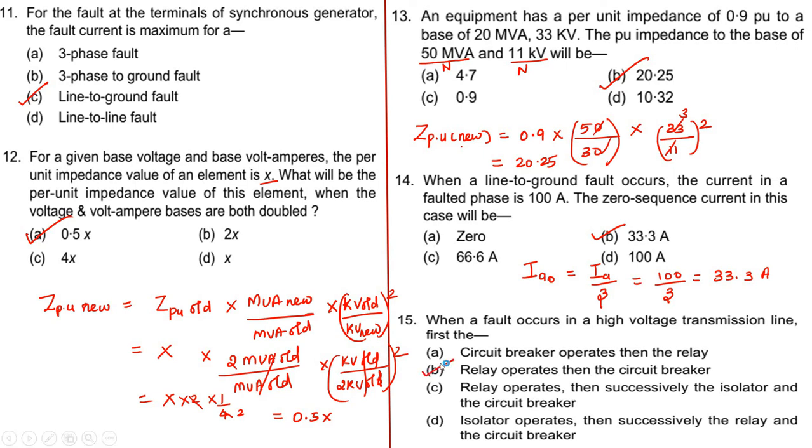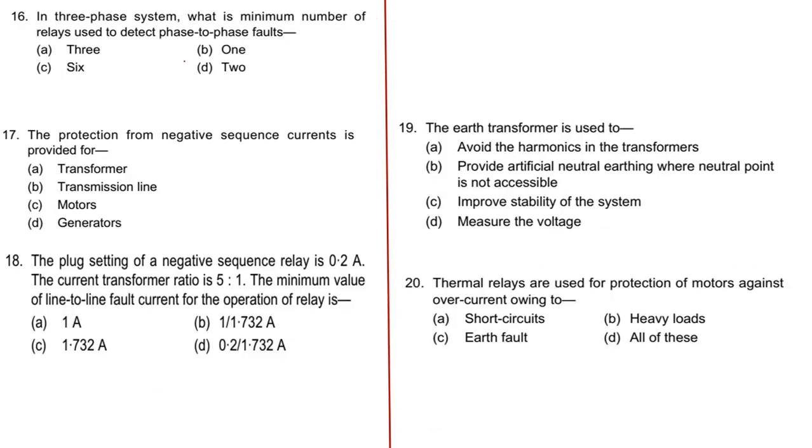When a fault occurs in a high voltage transmission line, firstly the relay operates when it senses a fault, and the circuit breaker works, which isolates the faulty part. So the relay operates, then the circuit breaker. Option B is correct.